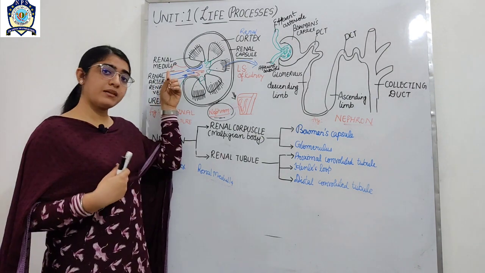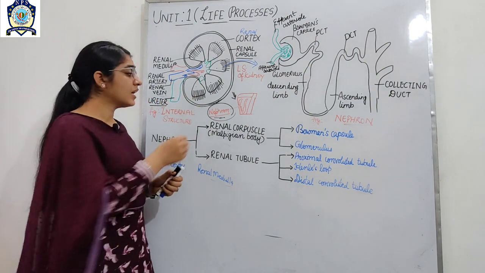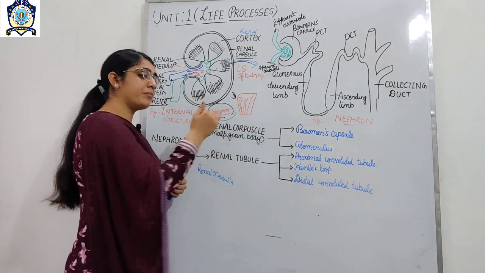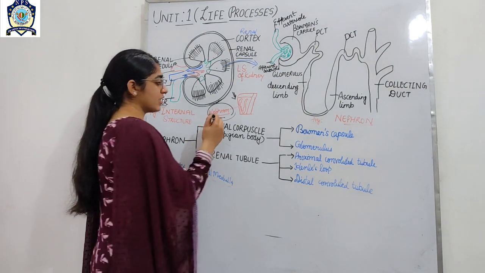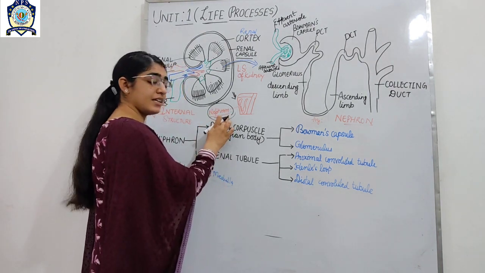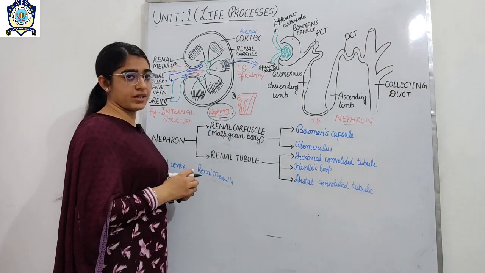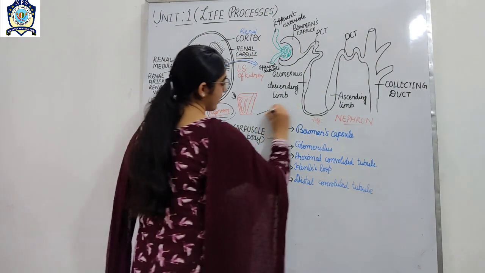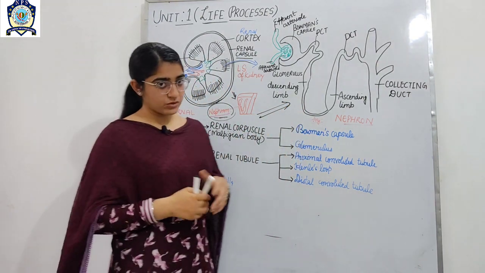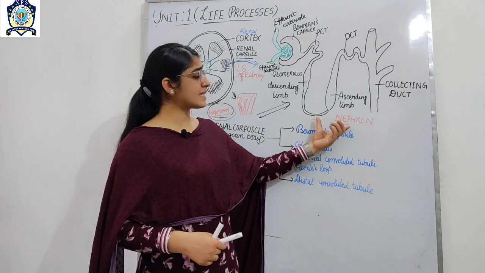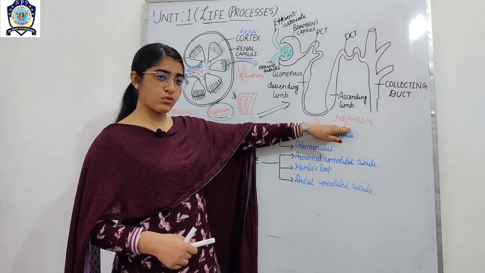And in the renal medulla region I explained that there is a pyramid-like arrangement, and in that pyramid structure the functional unit of the kidney is present, and that functional unit is called the nephron. So here I have drawn the structure of the nephron. As you can see, this is the diagram of the nephron.